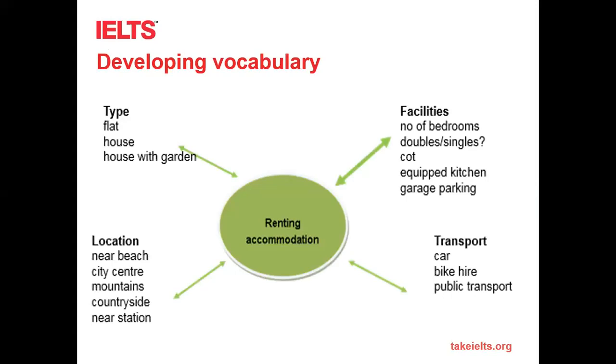Also, you need to practice a little bit on your vocabulary, not just for the writing task 1, general training writing task 1, but for the test as a whole. One way of developing your vocabulary is to learn the vocabulary in groups or themes. Here's an example. In this case, we're looking at renting accommodation. So all the words related to that theme, to that situation.